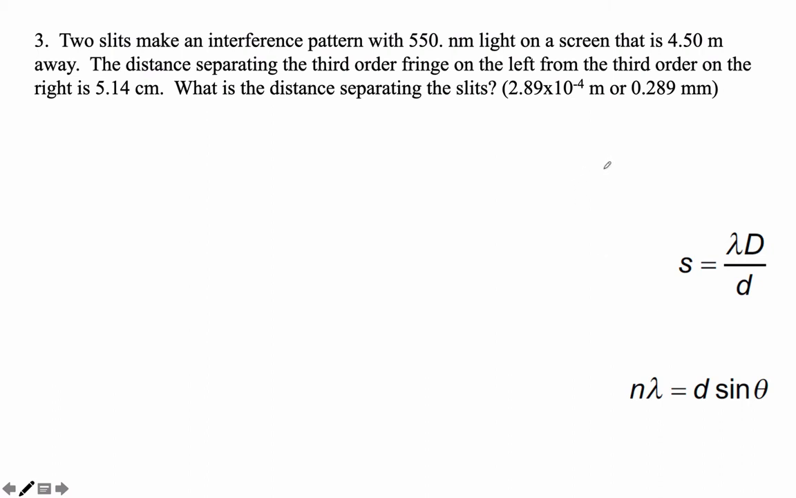Two slits make an interference pattern with 550 nanometer light on a screen that's 4.5 meters away. The distance separating the third order fringe on the left from the third order on the right is 5.14 centimeters. Okay, so if we look at this interference pattern, here's the central bright spot.